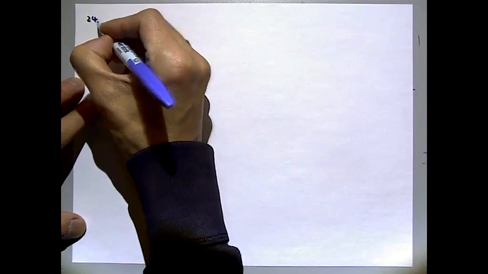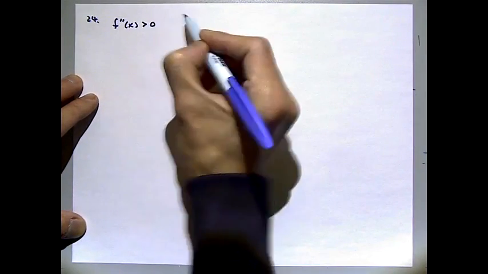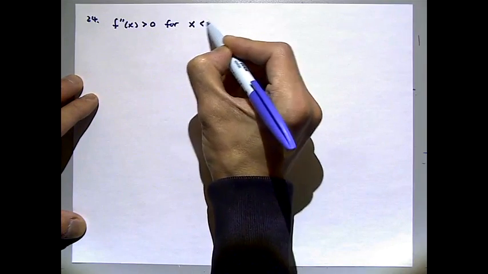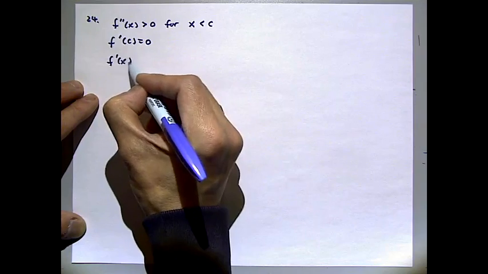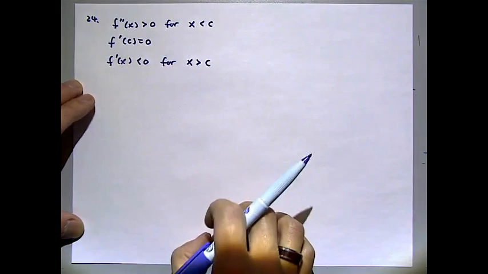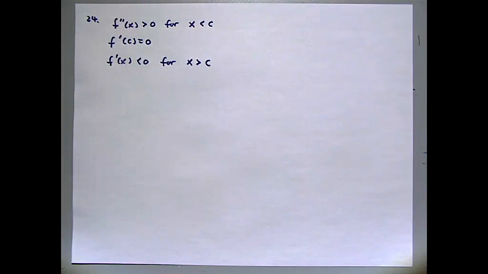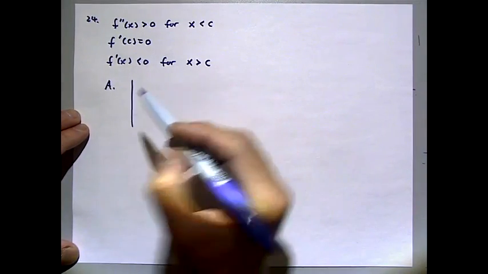24. We're told that f double prime is positive for x less than c. We're told that f prime of c is equal to 0. And we're told that f prime of x is less than 0 for x greater than c. And we have 5 of these to choose from. I'll just roughly sketch each one of them.